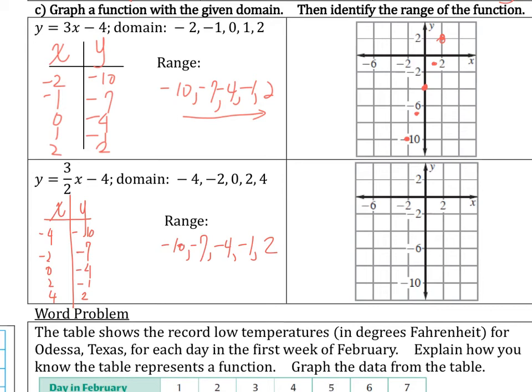Okay, now I can plot my points. -4, -10. -2, -7, about here. 0, -4. 2, -1. 4, 2. Okay, and it should be fine.